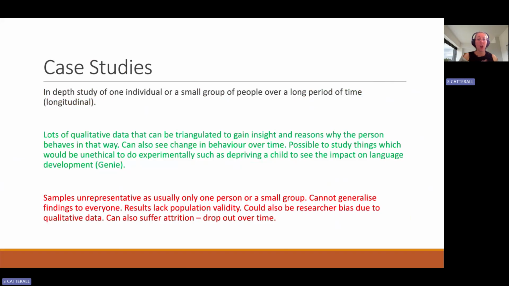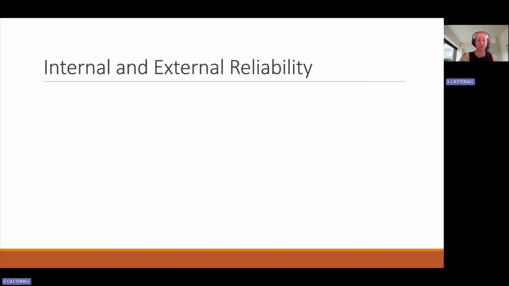in the world. However, the samples are always unrepresentative because they're only like one individual or a small group of people. So it doesn't say that that's how everybody would behave. So we can't generalise findings to everybody. So we lack population validity. Also, there could be some researcher bias because we've got a lot of qualitative data that needs interpretation. So they could be subjective. And also, if you're doing it over a long period of time, people might drop out. So then your sample becomes less representative over time. Probably less likely to put that one. Probably the ones that are a bit easier to explain.